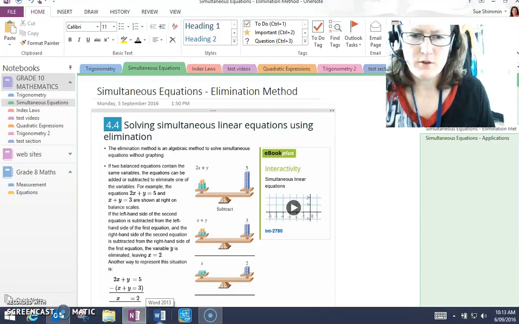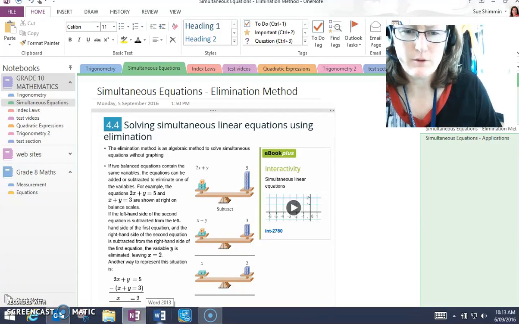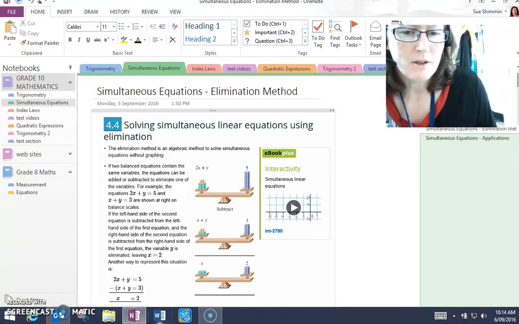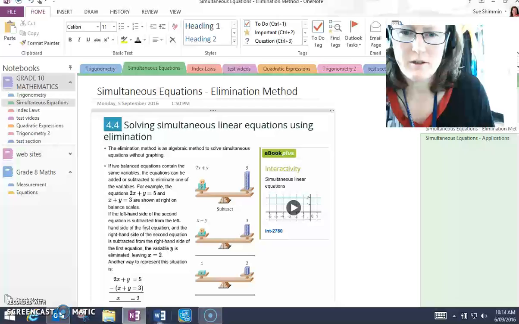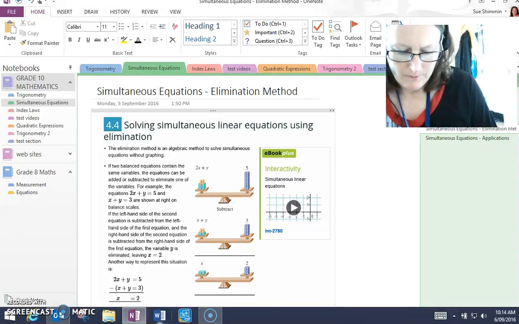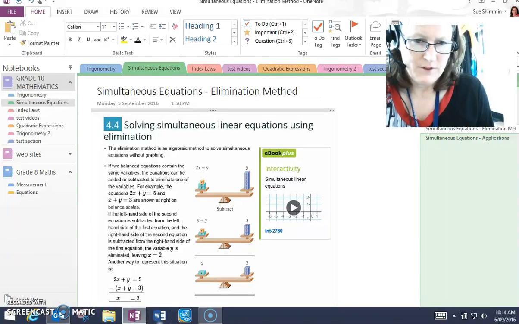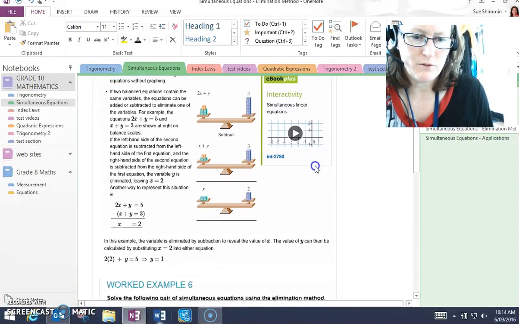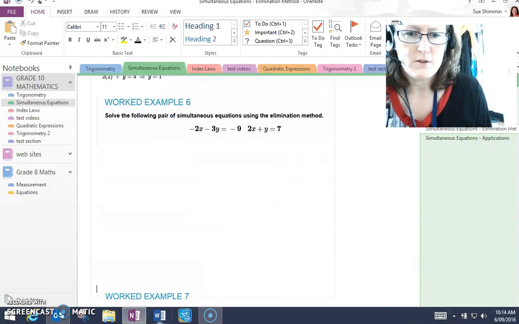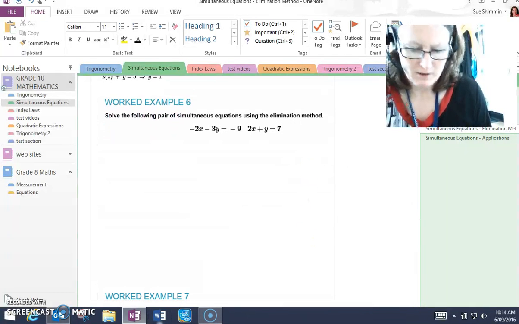We've talked about how to solve simultaneous equations using the graphical method and using the substitution method. The elimination method is the third way. It's an algebraic method to solve simultaneous equations without having to graph them. I've just snipped here some stuff from your textbook, which feel free to read, and we're going to get straight into worked example 3, solving using the elimination method.